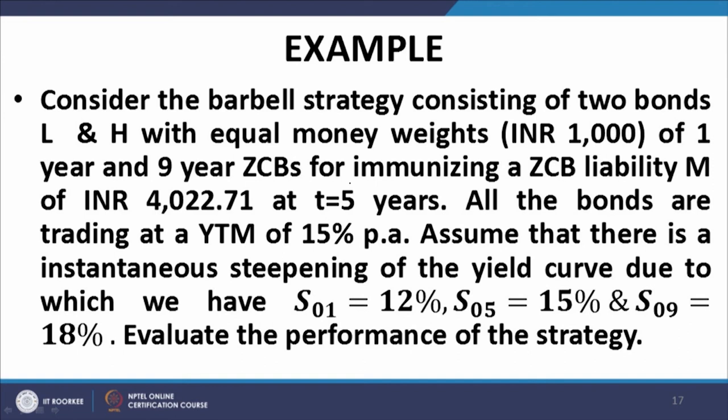Assume that there is an instantaneous steepening of the yield curve due to which the near end spot rate, that is S01, has declined from 15% to 12%, and S05 has remained unchanged at 15%, and S09 has increased from 15% to 18%. So, that is the new situation. Let us look at the solution here.